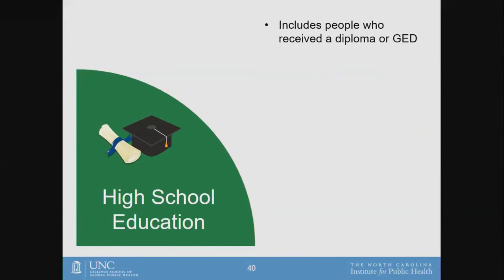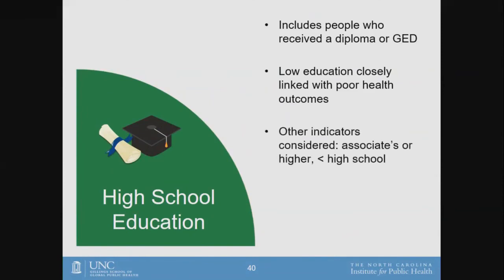High school education was the other one. So individuals includes people who receive a diploma or GED. We know that low education is closely linked with poor outcomes, poor health outcomes, and we did also consider maybe associates or higher, since Wake County is a fairly highly educated population. But in the end, we settled on this one. And as I mentioned earlier, looking at less than high school education, that information leads to a lot of low reliability estimates. So we did the inverse.